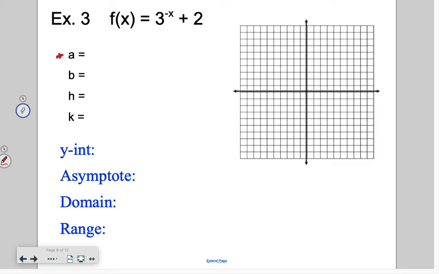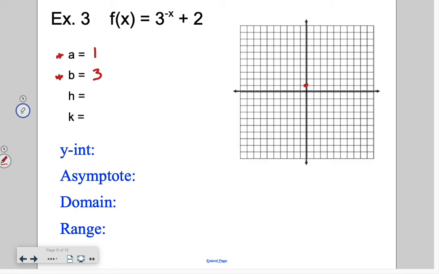Again, let's start with A and B, and then we'll add the shifts and stuff from there. What's A? 1. So once again, the y-intercept that's going to be shifted is starting right there. What's the B value? 3, which tells me we have exponential growth. So we know that part of it. So you should have an idea in your head what that graph looks like. Now let's start changing it.